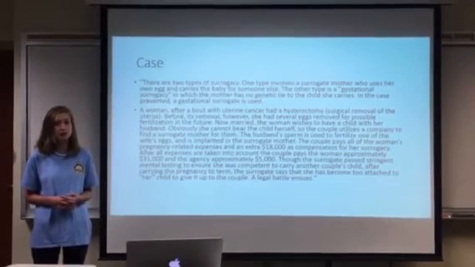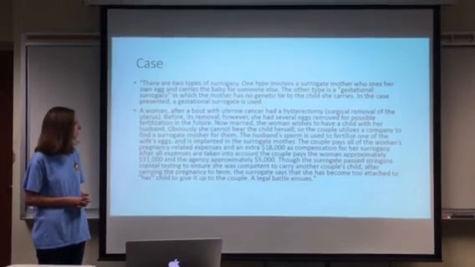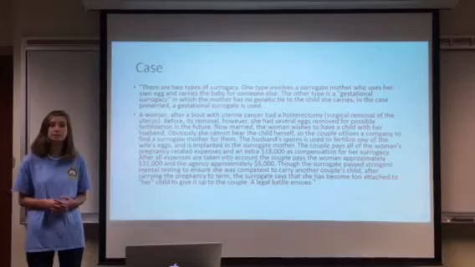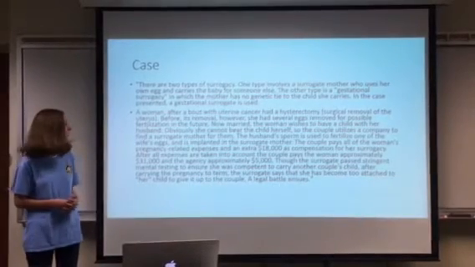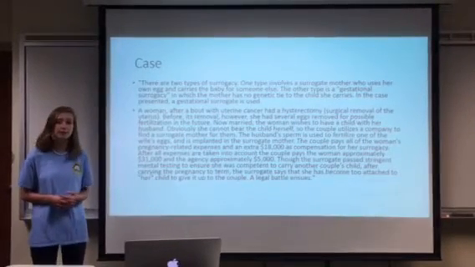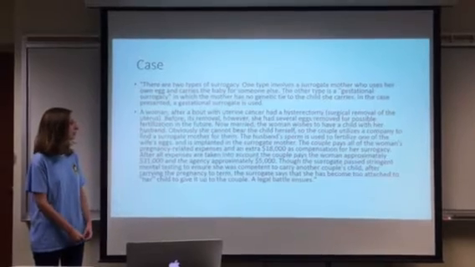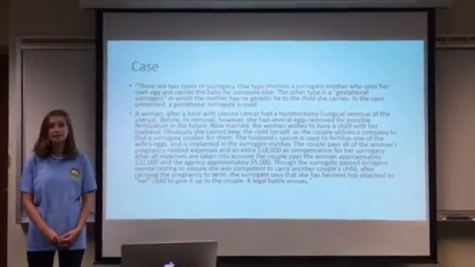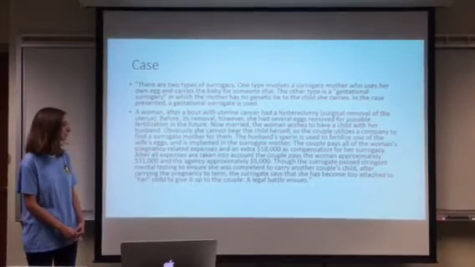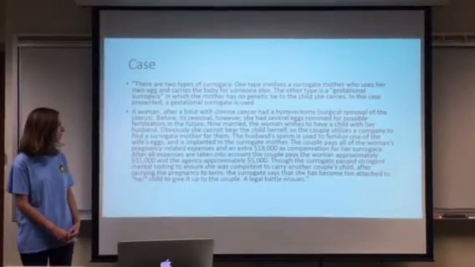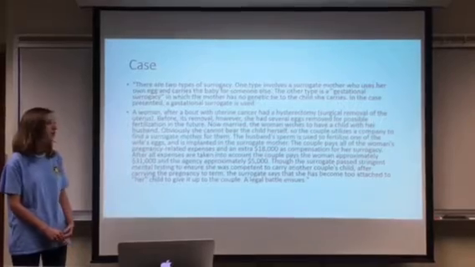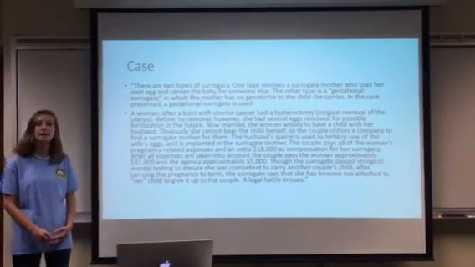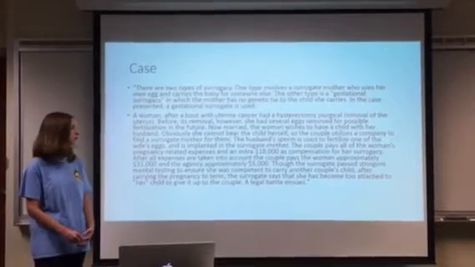Obviously, she cannot bear the child herself, so the couple utilizes a company to find a surrogate mother for them. The husband's sperm is used to fertilize one of the wife's eggs and is implanted in the surrogate mother. The couple pays all of the woman's pregnancy-related expenses and an extra $18,000 as compensation for her surrogacy. After all expenses are taken into account, the couple pays the woman approximately $31,000 and the agency approximately $5,000.